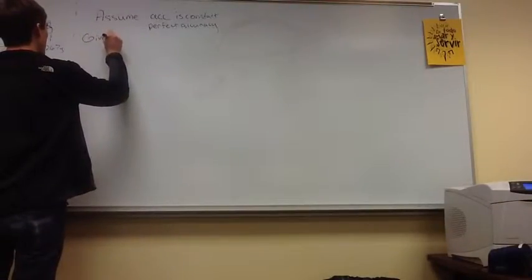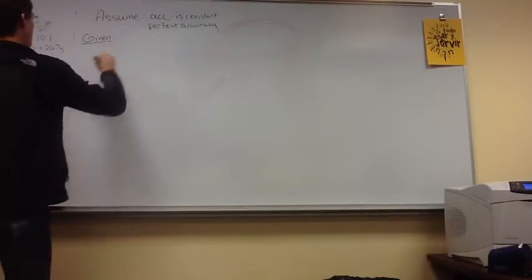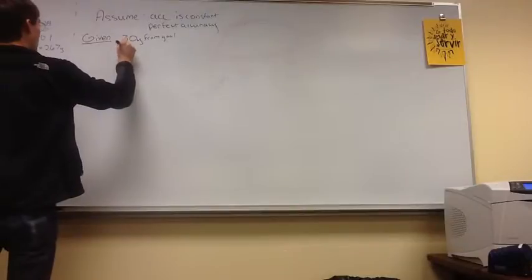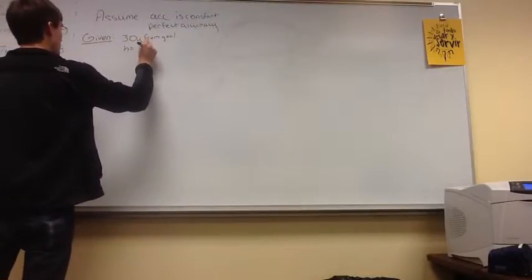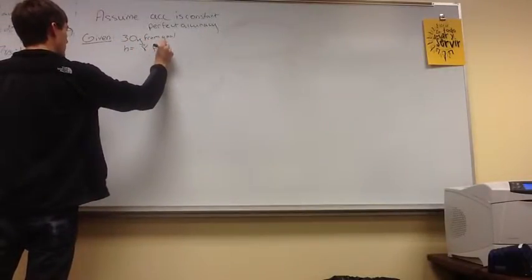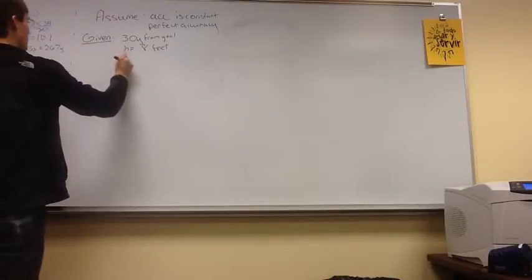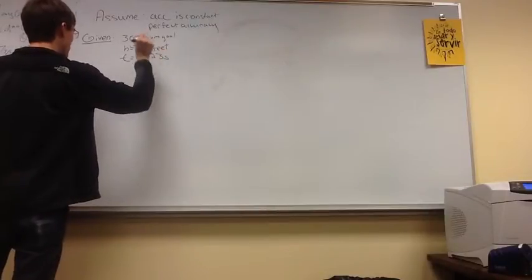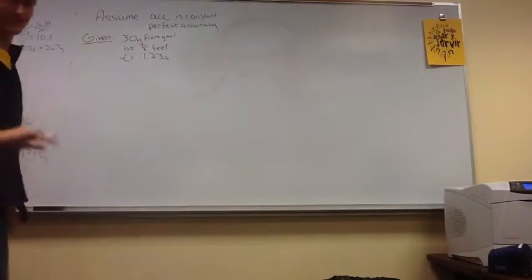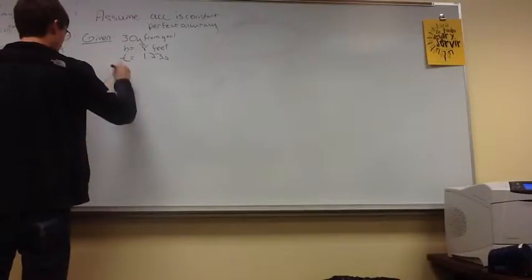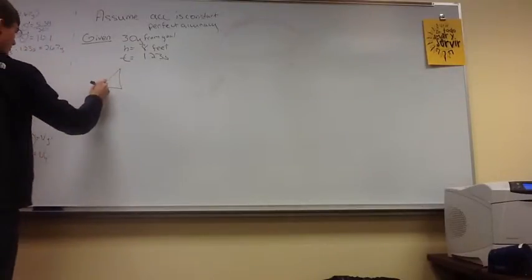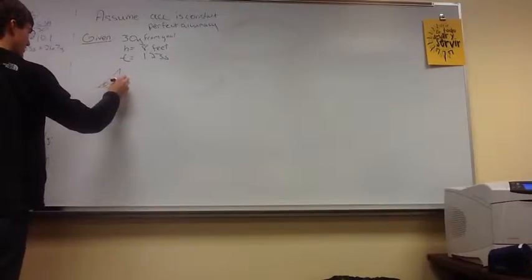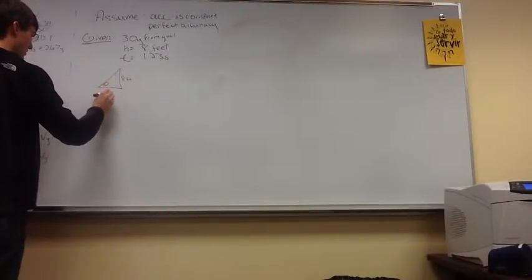So let's start with what we know. We know that I am shooting from 30 yards out, that the height of the goal is 8 feet, and that it takes me an average of 1.23 seconds to kick the ball into the back of the net. From this information, we can create a triangle with a height of 8 feet, a distance of 30 yards, and an angle theta.